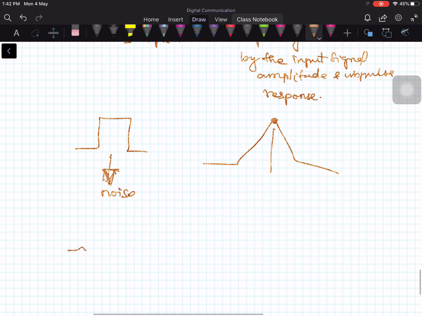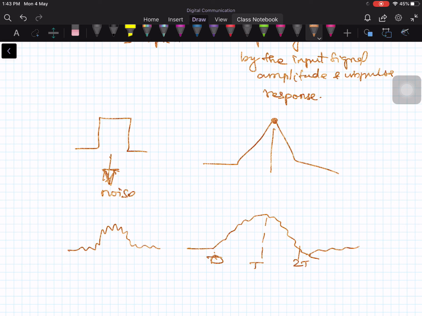Therefore, your pulse will be like this. Here also you will get it like this. This is T, this is 0, this is T, and this is 2T. Therefore, there is some variation in the peak value. And this is with no noise, and this is the true peak value.